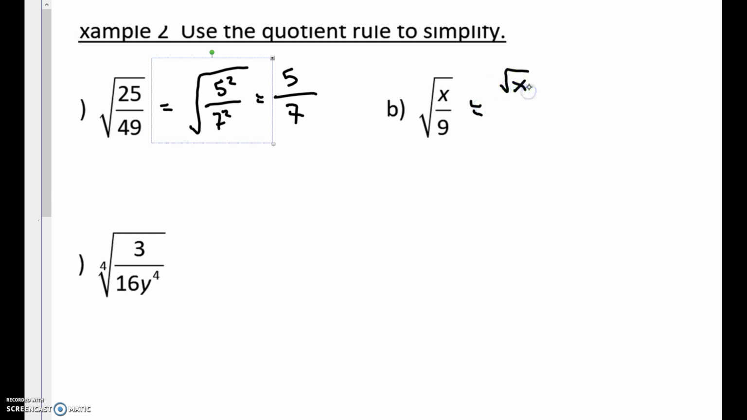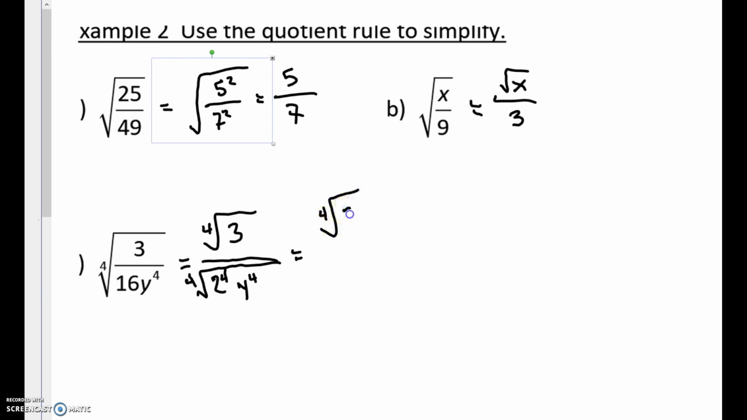Whereas here, I can't simplify the top. The square root of x just has to hang out. But the square root of 9 is 3, so he's good to go. Here, the fourth root of 3, he can't simplify. He has to stay. But if you recall, 16 is the same thing as 2 to the 4th, so I really have 2 to the 4th, y to the 4th, and the 4th root of those. So I get the 4th root of 3 over 2y.